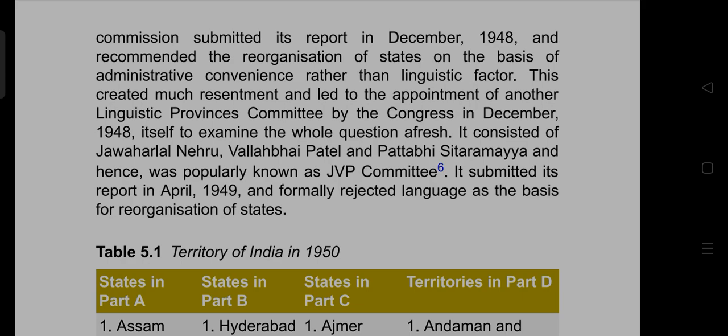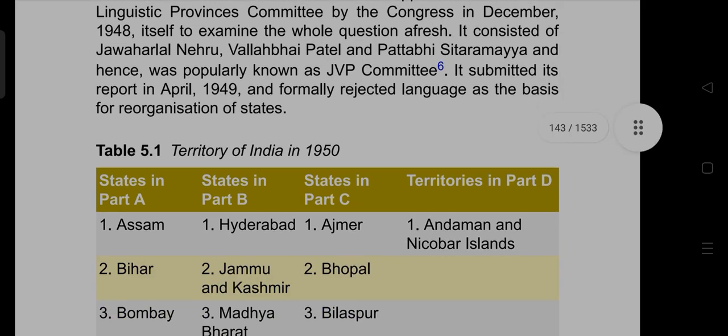It consisted of Jawaharlal Nehru, Vallabhbhai Patel, and Pattabhi Sitaramayya, and hence was popularly known as the JVP Committee. It submitted its report in April 1949 and formally rejected language as a basis of reorganization of the states.